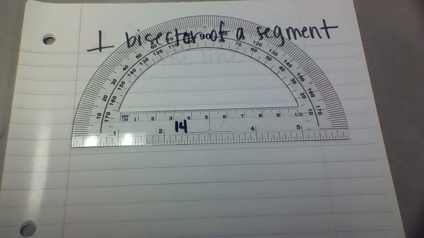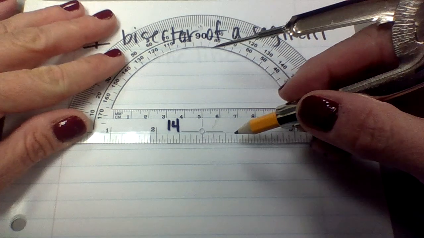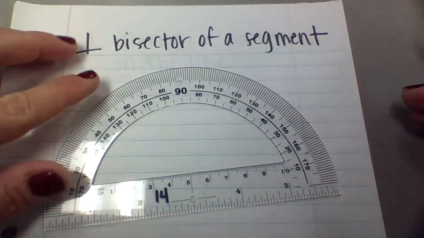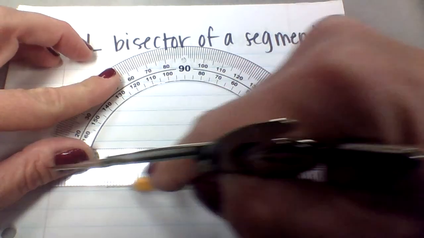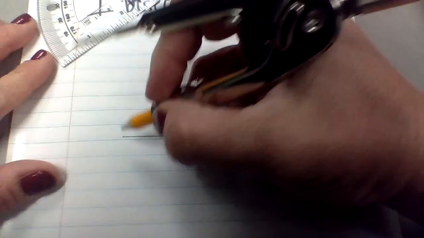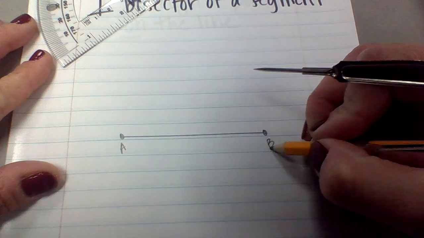Okay, I'm gonna do a little bit of review of a couple of the constructions that we did, and then I'll do a couple more. The first one is the perpendicular bisector of a segment. So I'm just gonna draw a random segment here. I'm going to call it A, B. I want you to do the same.